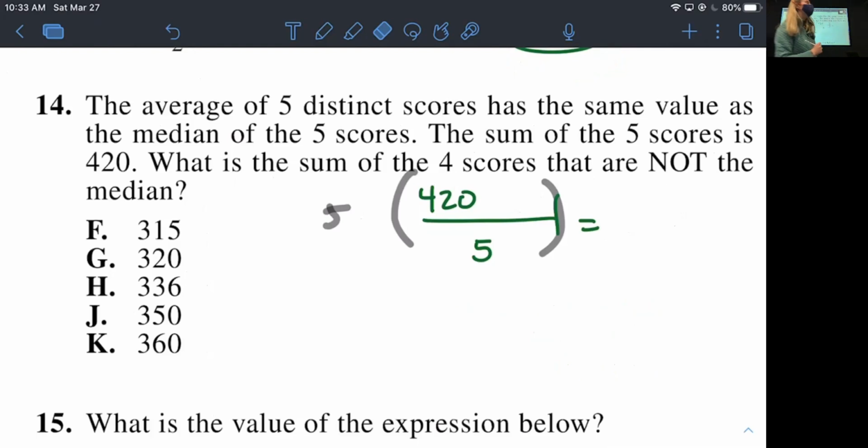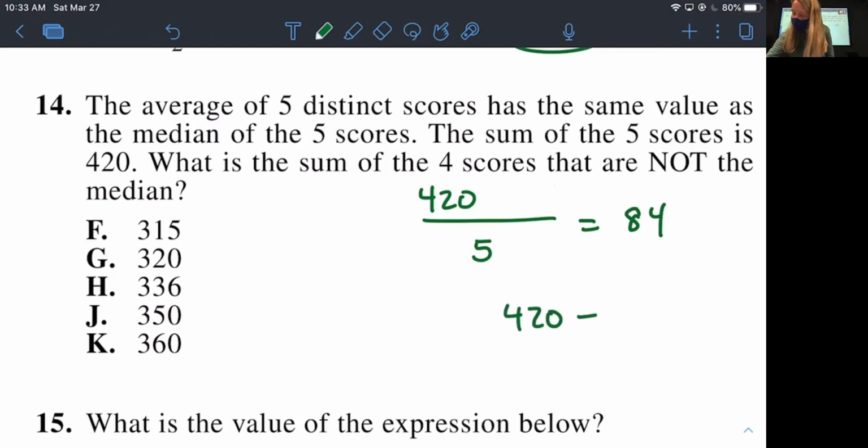So 420 divided by 5 is what? 84. Okay. So 84 is the average, but it's also the median. It wants the sum of the 4 scores that are not the median. So 420 minus 84 would give you that sum. So what's 420 minus 84? 336. Don't be like me. Read the problems carefully. All right.